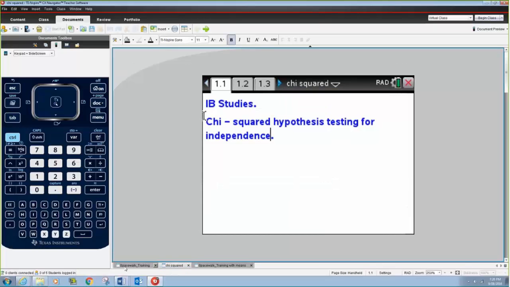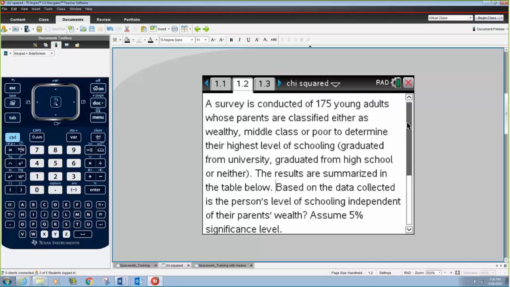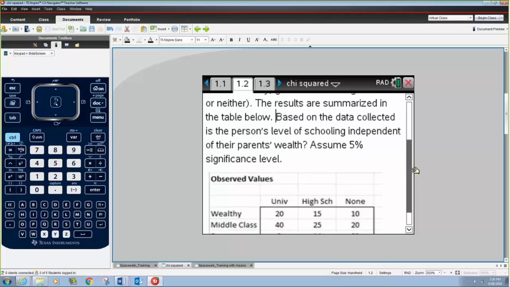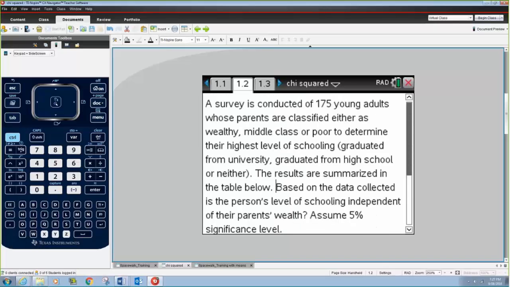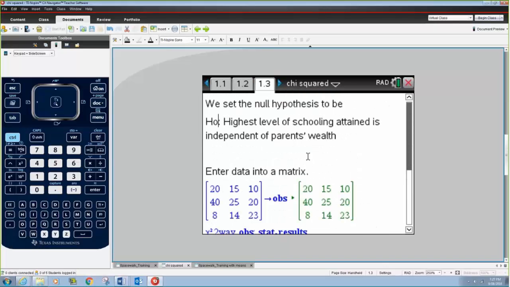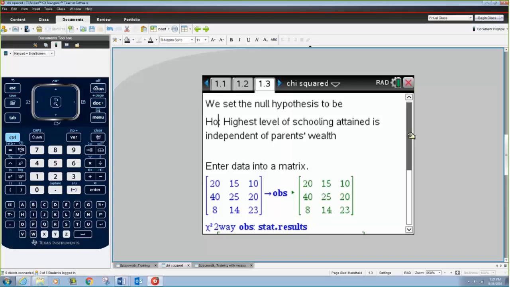So the last activity I have here is using chi-squared for independence and the hypothesis testing. So I selected some data here which actually shows the level of education and the level of income for some families, which was tested, and we want to answer the question whether highest level of schooling attained is dependent or independent of parents' wealth, and that's how we set the null hypothesis here.